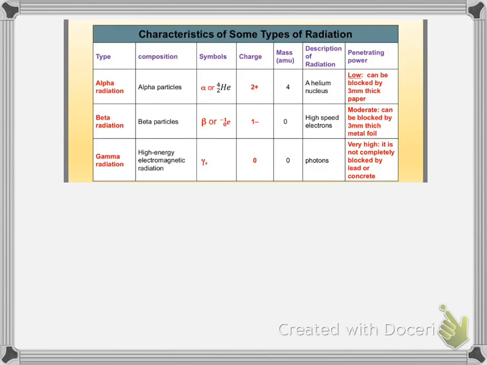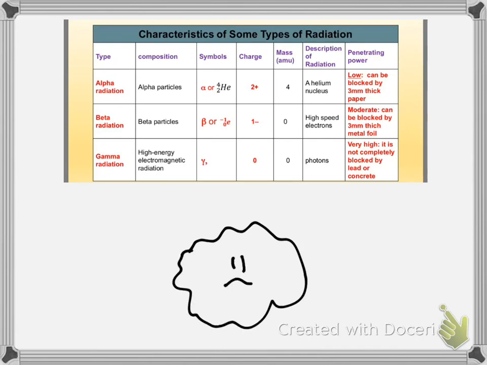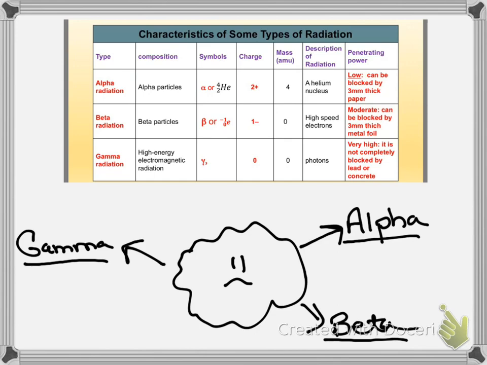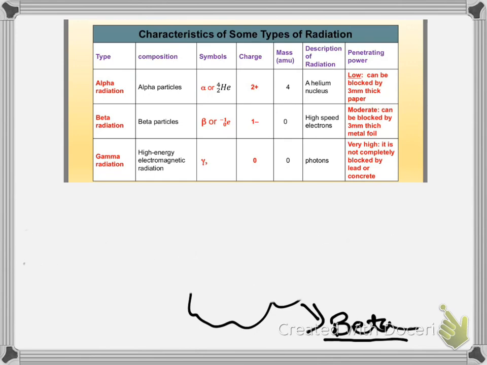All right, let's keep going. So if I have this unstable nucleus, this unhappy nucleus, and it's going to release radiation. Boom, boom, boom. There are 3 kinds of radiation that can be released. The first kind is called alpha, the second kind is called beta, and the third kind is called gamma. Please write in your notebook 3 kinds of radiation: alpha, beta, gamma. All right? Now, you have to know some information about all 3.